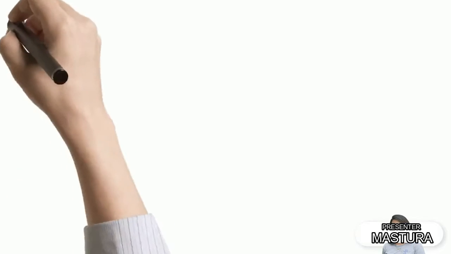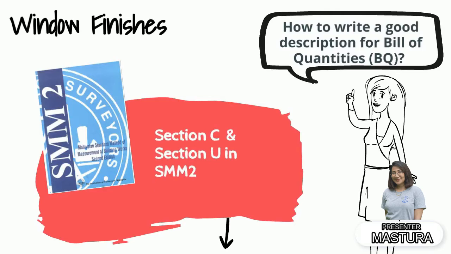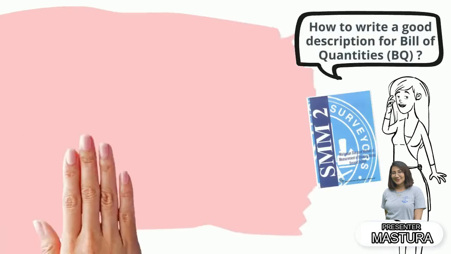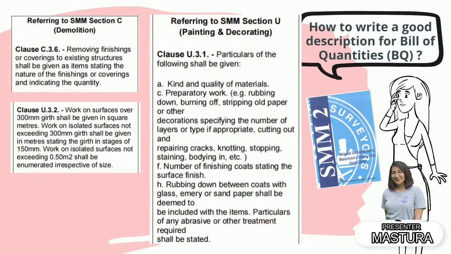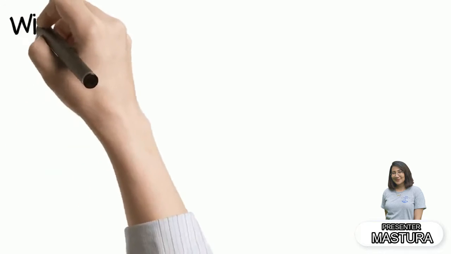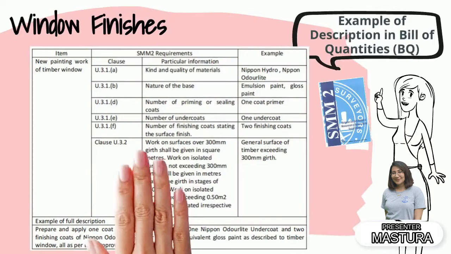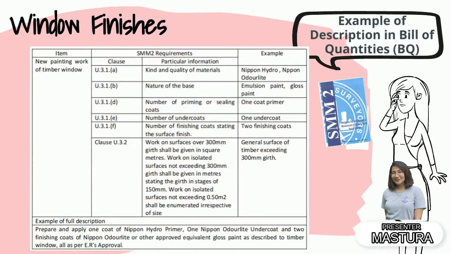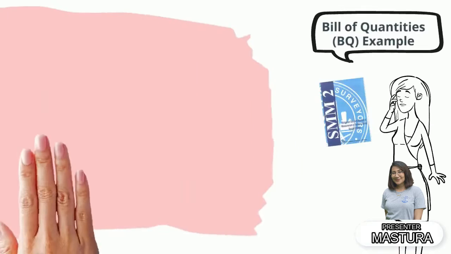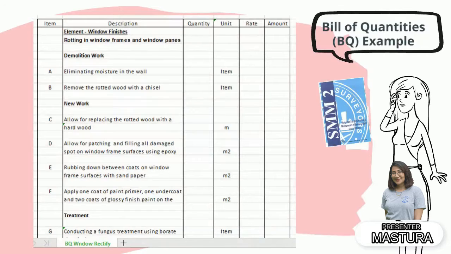To write a good description for BQ, you need to refer to SMM2 in section C and section U. This is an example of how to write a description for window finishing work. Lastly, here is the example of a BQ for window finishes.